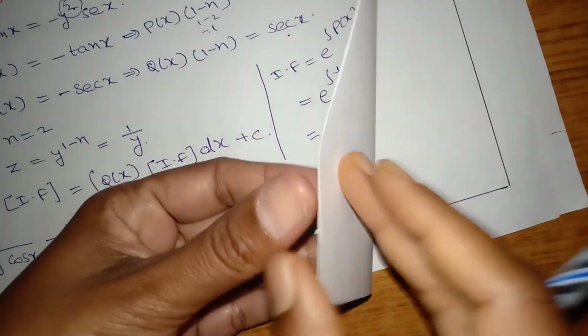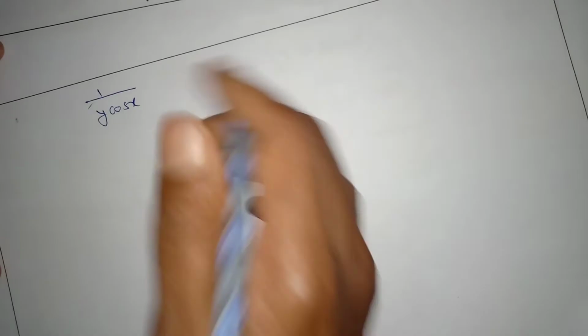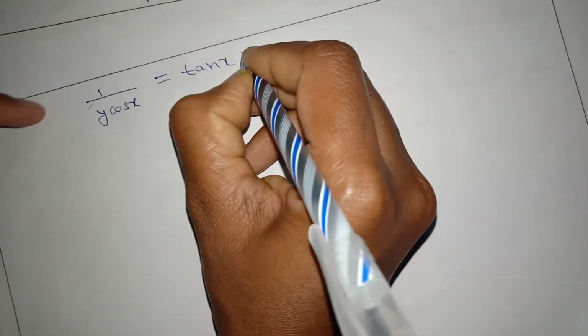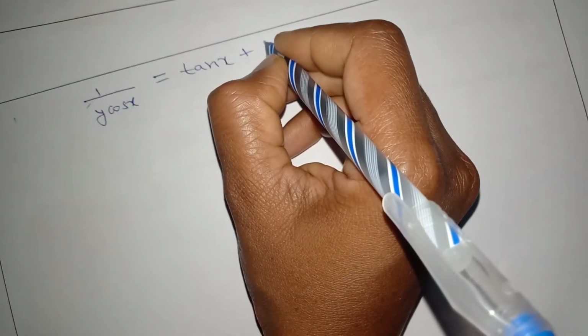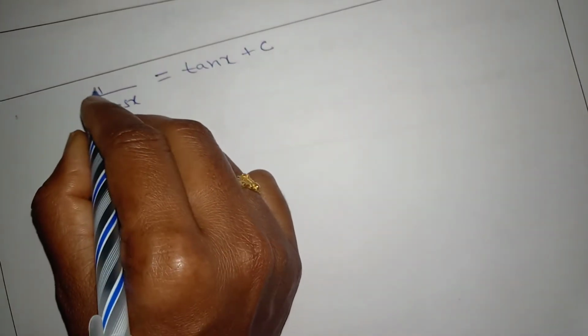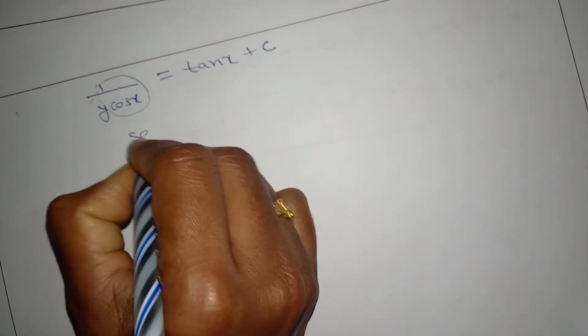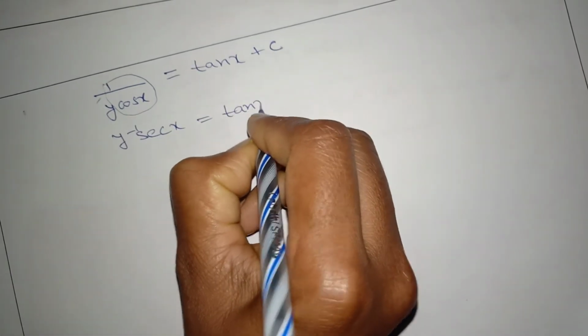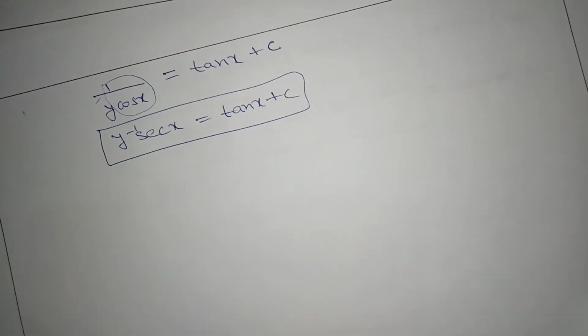Integration of secant square x is tan x plus c. Now we have 1 by y cos x equals integration of secant x, secant square x, which is tan x. We have the integrating factor, integration of constant c plus c, tan x plus c. Here 1 by cos x is secant x. So 1 by y, that is y inverse, equals tan x plus c. This is the general solution for the given Bernoulli's equation.